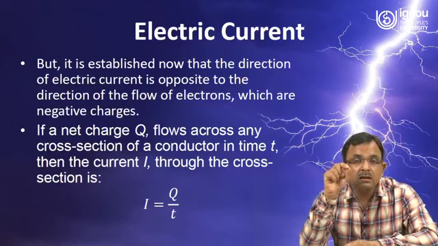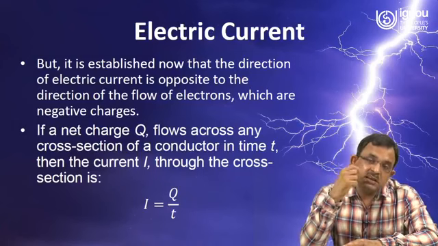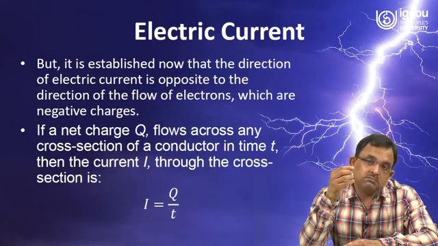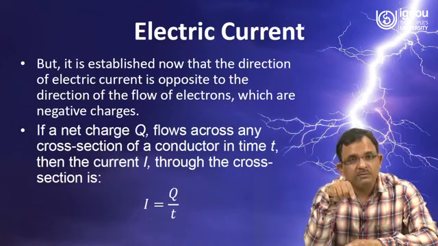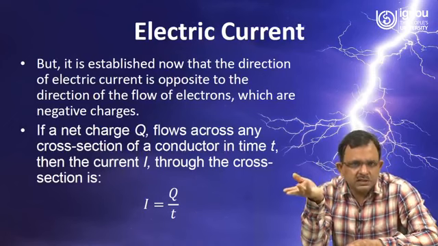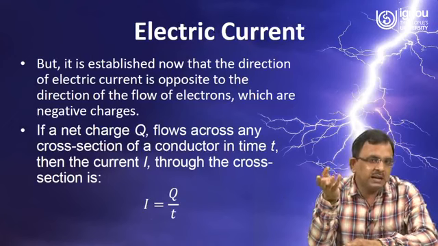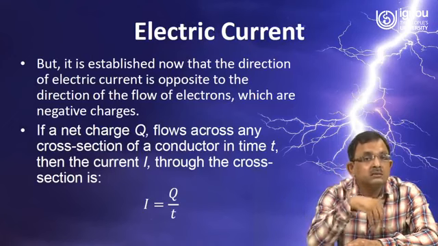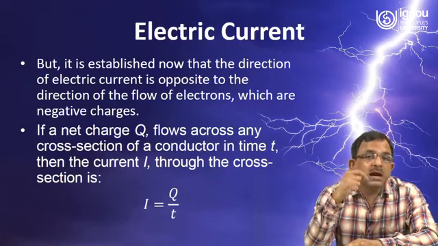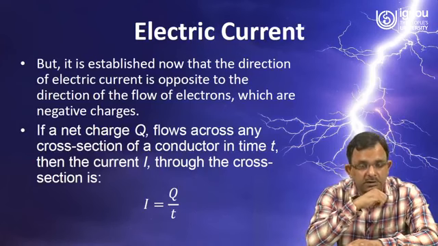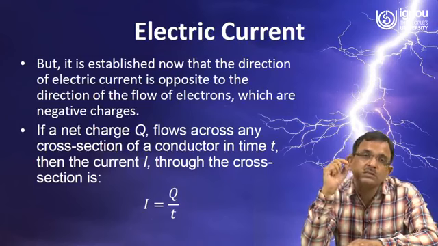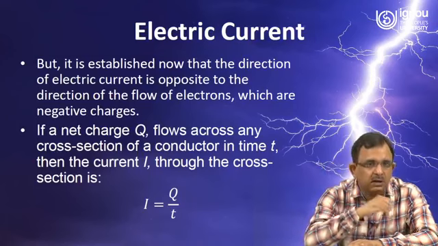So still many teachers and many students get confused that if it is opposite to the flow of the electron, it means it is in the direction of the positive charge. So conventionally it can be correct, but scientifically it is not, because positive charge is not responsible for the flow of the current. It has been established now that electrons are responsible for the flow of the current.